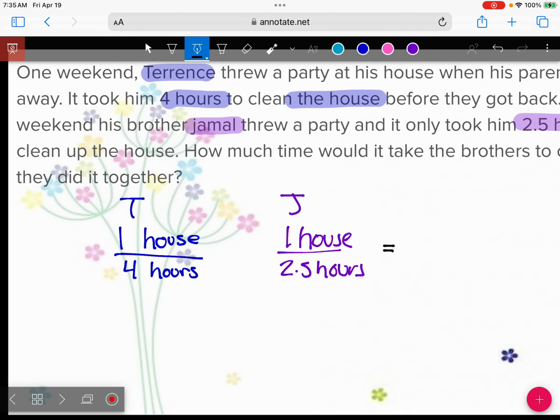We want to know if they work together. So working together means I'm going to add theirs together. It's not always going to be an addition thing. Sometimes they're going to be fighting each other about it. But if they're working together, we add it. We want to know if they work together, they could combine, do one house in how many hours?